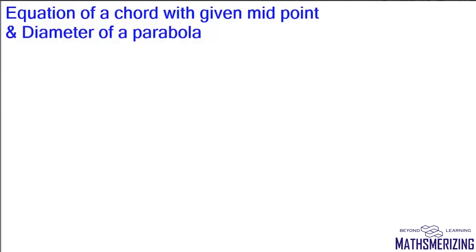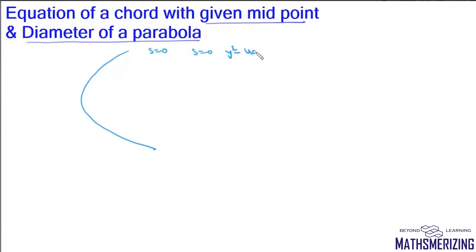Now in this video, we'll discuss the equation of a chord with a given midpoint and the equation of a diameter of a parabola. Suppose we have any parabola, S equals 0, and say in this case it is y square minus 4ax equals 0. Now suppose you have any chord of this parabola whose midpoint is, say, (x1, y1).